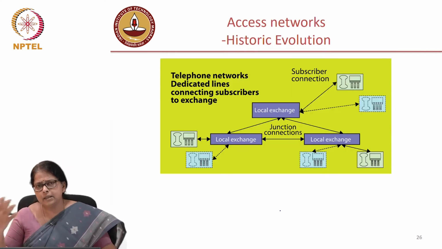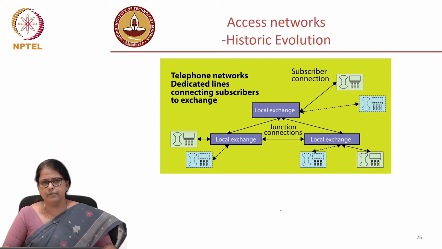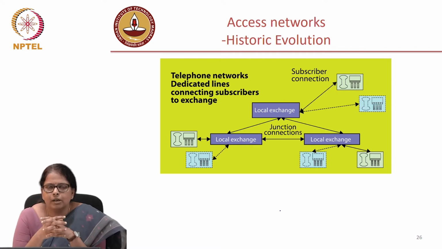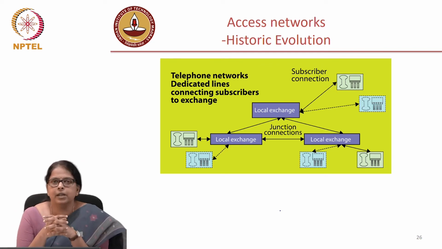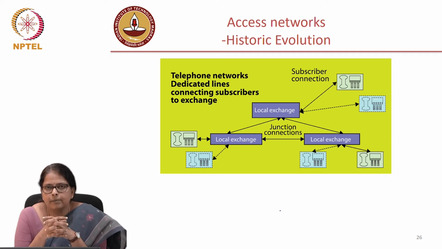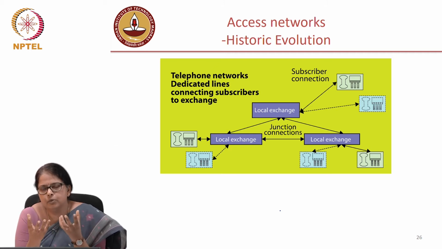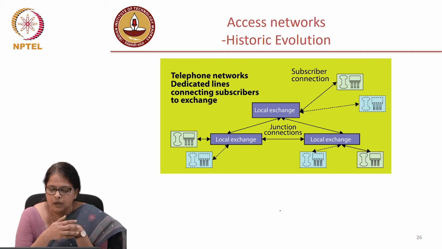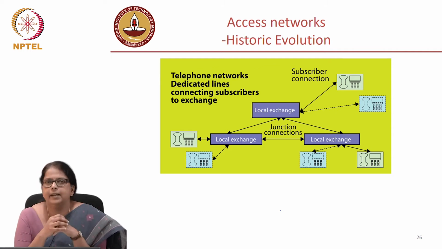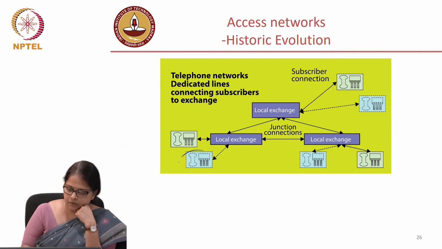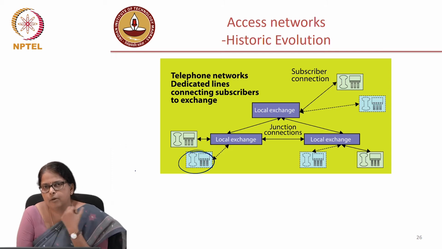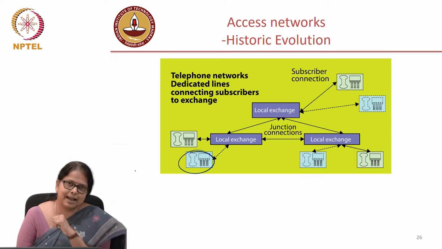So how did this access network historically evolve? If you track historically, the communication network that typically came to the user was the telephone communication network. So they had very dedicated lines. For instance, you could have a subscriber with equipment which is kept by the telephone department in the home of the subscriber. I'm talking about landline telephone.